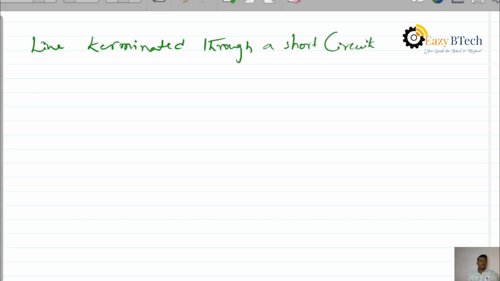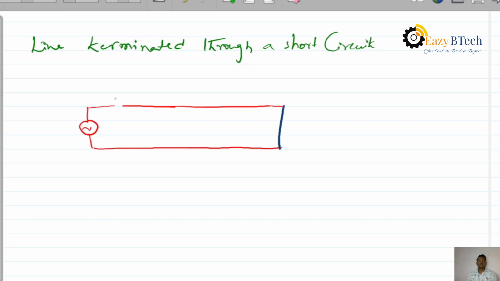Okay, we will take the transmission line. It is connected to a certain voltage. Here it is short circuited. I'm short circuiting the transmission line. This is the switch. On closing the switch, the surge flows from the sending end to the receiving end. The line is short circuited. What about the resistance? Resistance becomes zero.